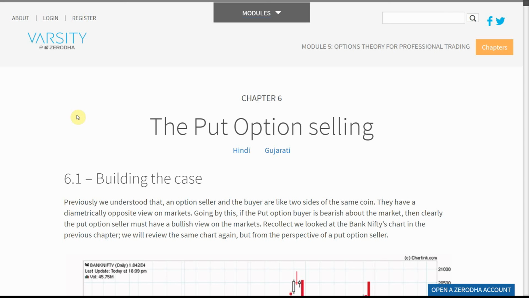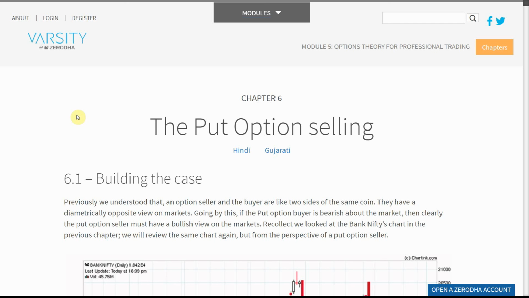Chapter 6: The Put Option Selling. 6.1 Building the Case. Previously we understood that an option seller and the buyer are like two sides of the same coin. They have a diametrically opposite view on markets. Going by this, if the put option buyer is bearish about the market, then clearly the put option seller must have a bullish view on the markets.